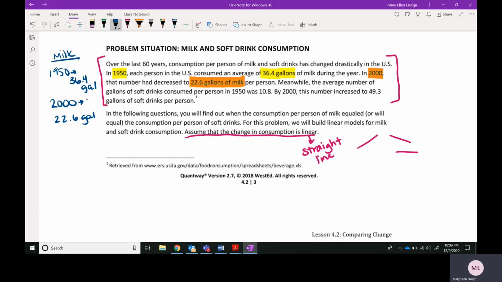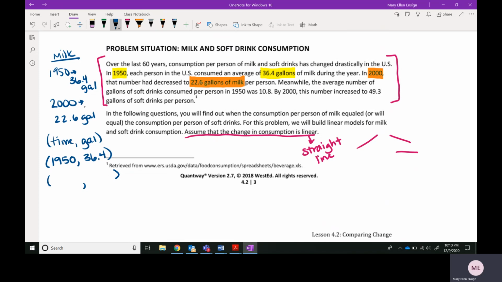Well, we know that in this particular situation, we're calling our time our X value, and the amount of gallons is our Y value at a certain point. So I can put this together as a point. Remember, a point or an ordered pair is just a pair of quantities that go together, two pieces of information that are related. So these two are related because in 1950, the average consumption was 36.4 gallons of milk. So go ahead, take a second here and write out your other point.